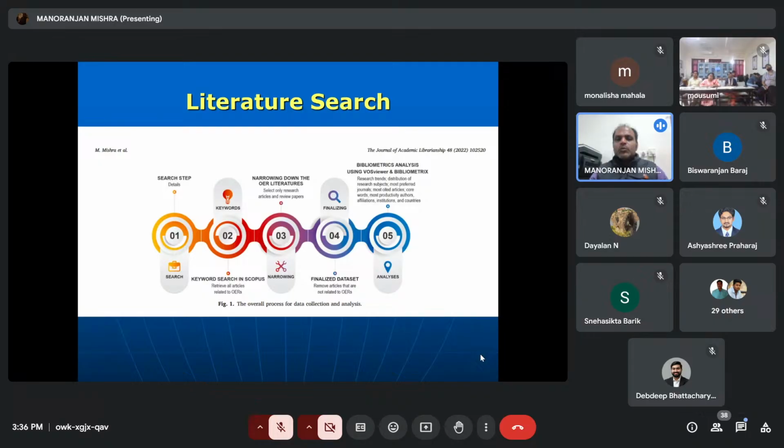So if you go to Google Scholar, you type this thing, I think you will get a paper on open education resource and bibliometric analysis. So this is all the steps we followed.